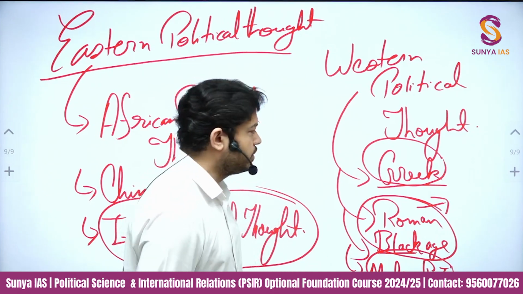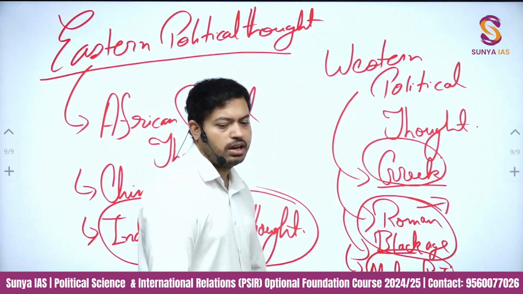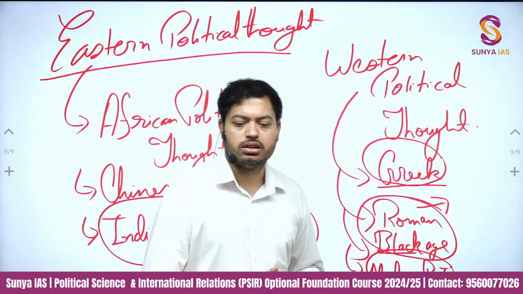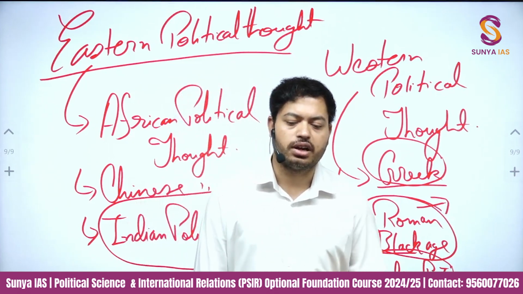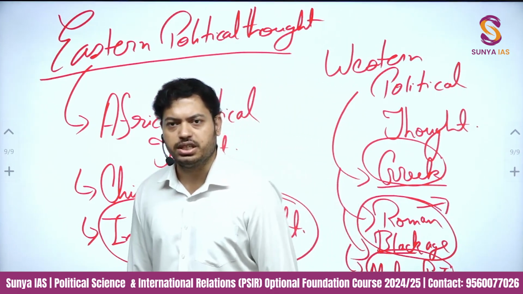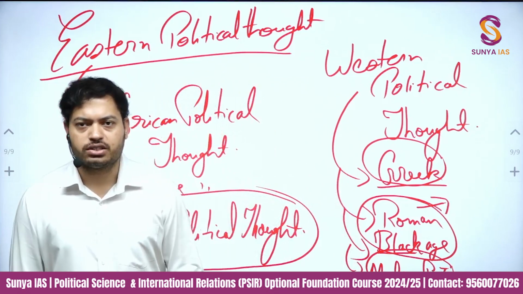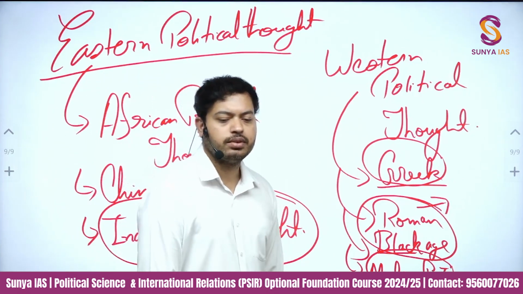Fine. So in Western political thought, we know Plato, Aristotle, Machiavelli, Thomas Hobbes, John Locke, J.S. Mill, Karl Marx, Antonio Gramsci, Hannah Arendt, Charles Taylor, all these people we have to study.